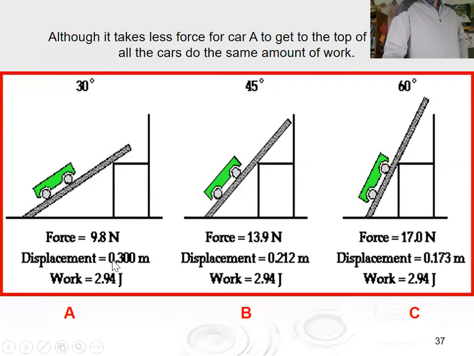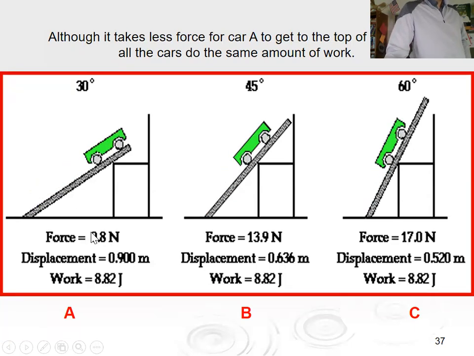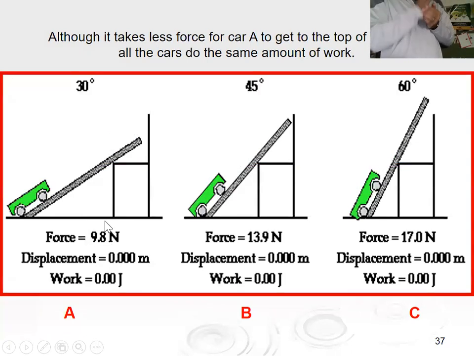Now, what changed? The displacement changed, didn't it? Which one had the highest displacement? This first one, okay? It was flatter, and it took less force to get it there. That's what an inclined plane is.